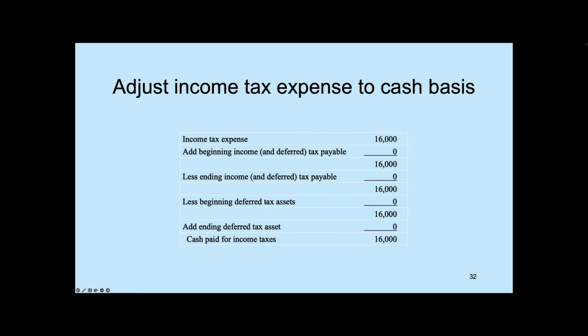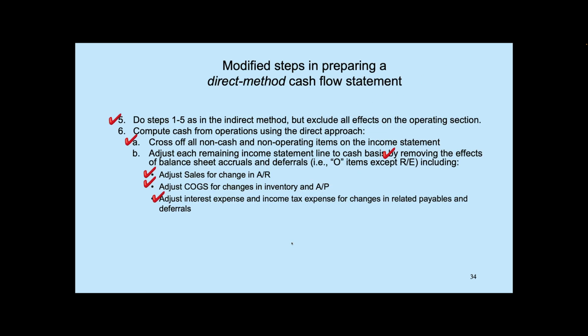Remember, deferred tax assets are prepaid assets. We didn't have any prepaid tax assets at the beginning of the year, and we didn't have any at the end. So our cash paid for income taxes is 16,000. And so we can come in here for income taxes. And now we can put a check mark here beside that.